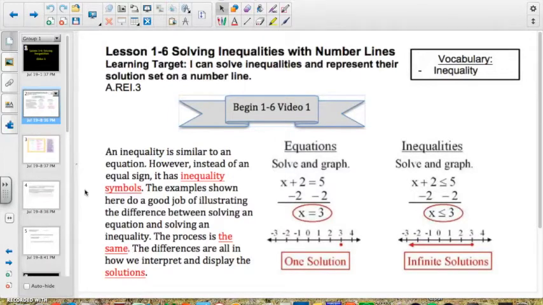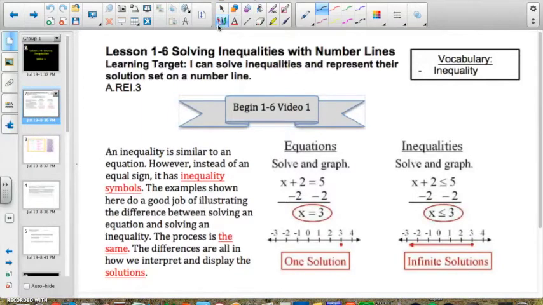So we would solve this the same way, just like we subtracted 2 from both sides in the equation. We would do the same thing with the inequality. And this time we get an answer of x is less than or equal to 3. Now, we can see here where we're going to get more than one solution. We can plug in any number that's less than 3, and that's going to make our statement true.